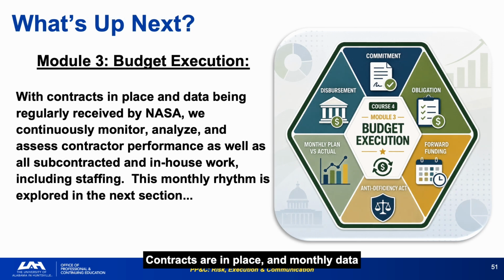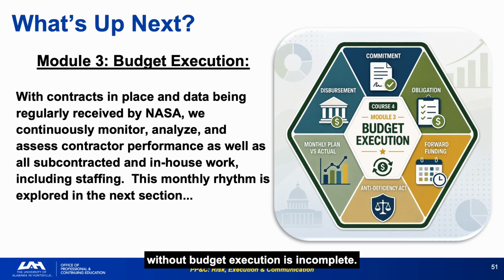Contracts are in place, and monthly data is arriving. The next step is the systematic budget execution process that governs how all of that data translates into obligations, costs, and ultimately completed work. The transition from contract analysis to budget execution is the shift from understanding contractor costs to managing the government side of the financial picture. They're complementary disciplines that must be practiced together.